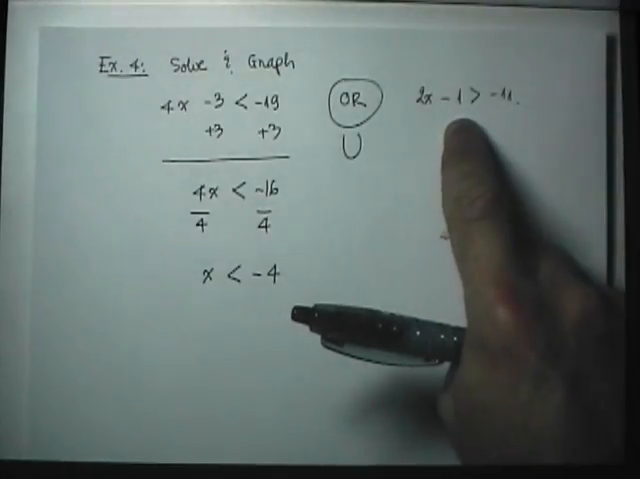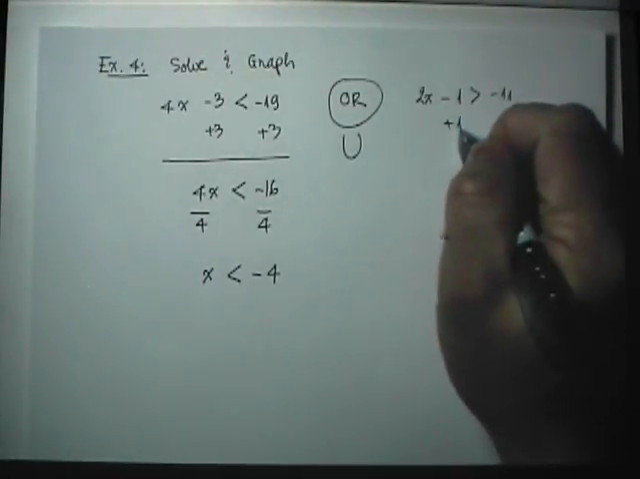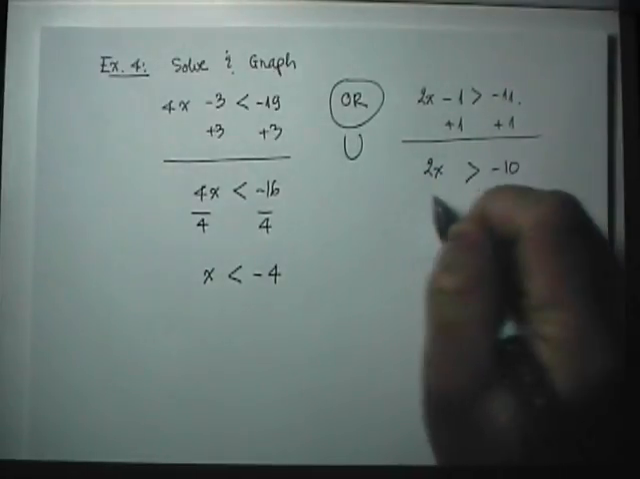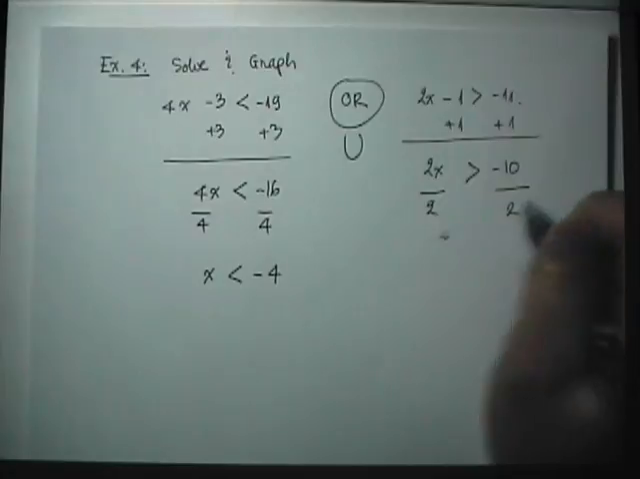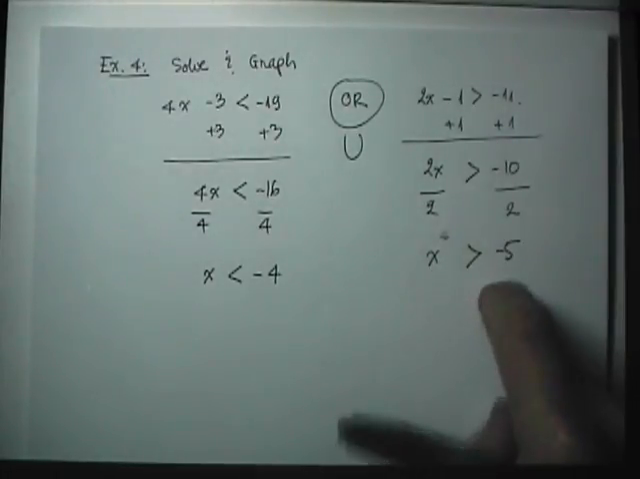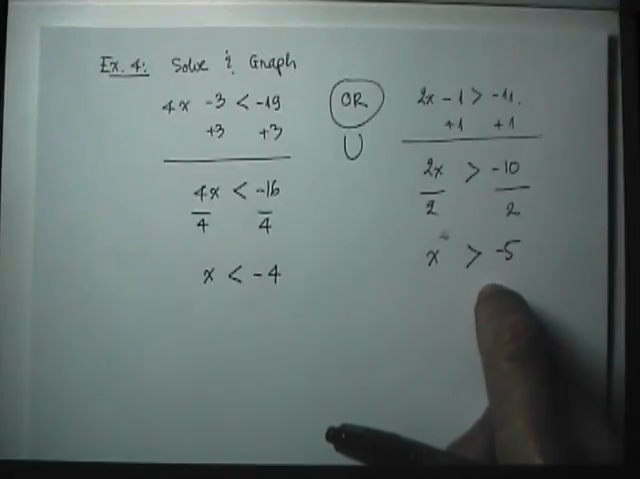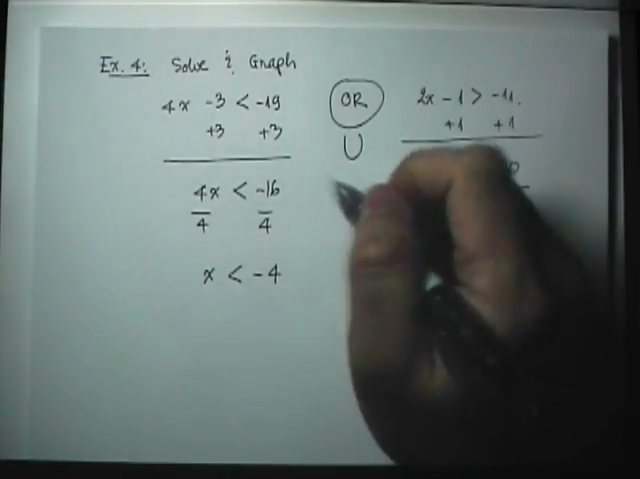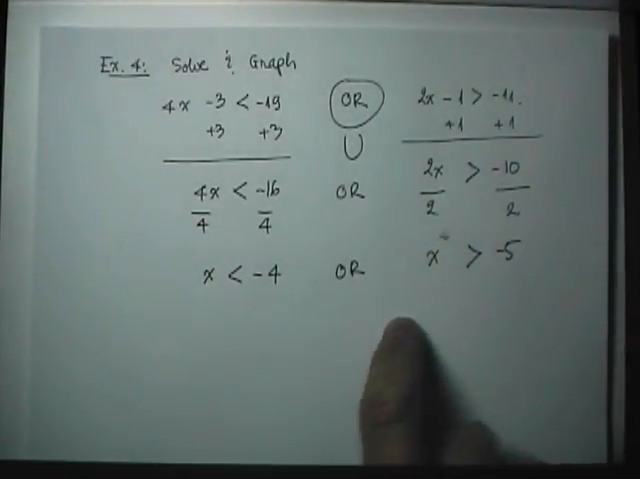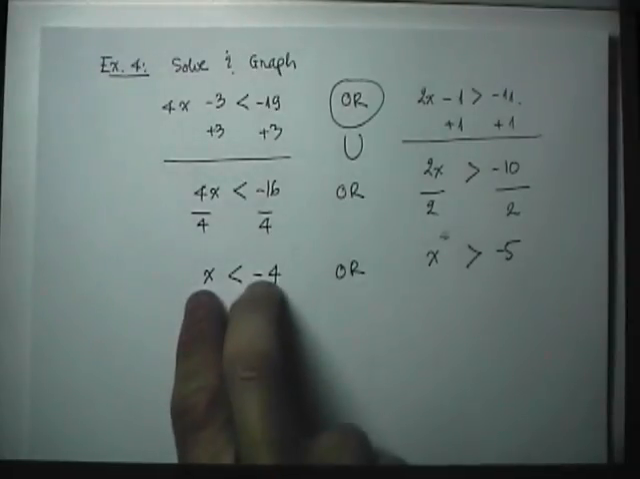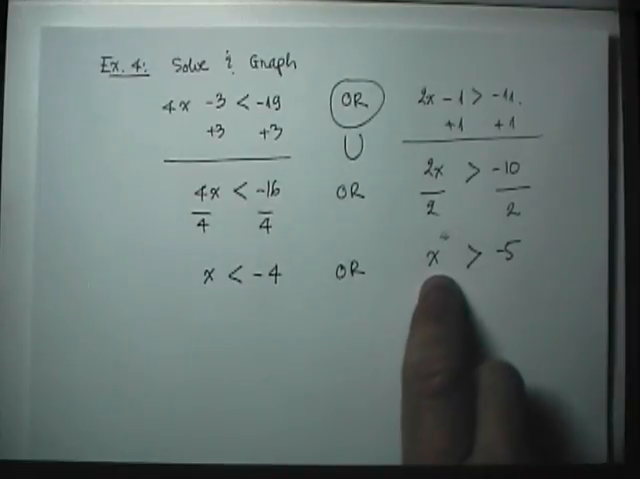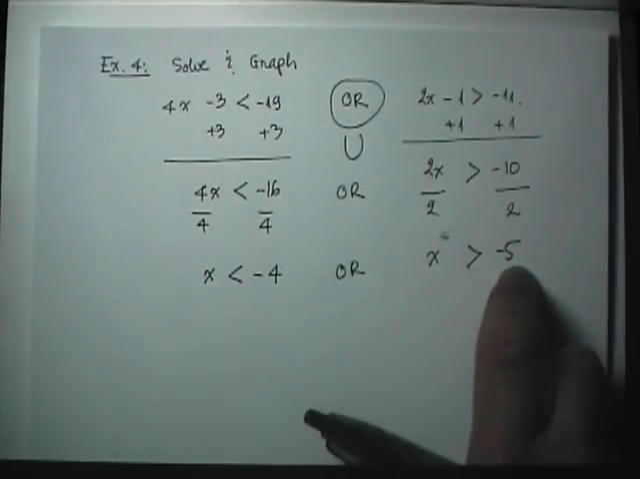Now, for the other side here, adding 1 to both sides, that gets you 2x greater than negative 10, and dividing both sides by 2, that gets you x greater than negative 5. And once again, you did not have to change the direction of the inequality. Now, keep in mind every single step that you solve, or, and finally, or. What that means is the solution is x less than negative 4 or x greater than negative 5.